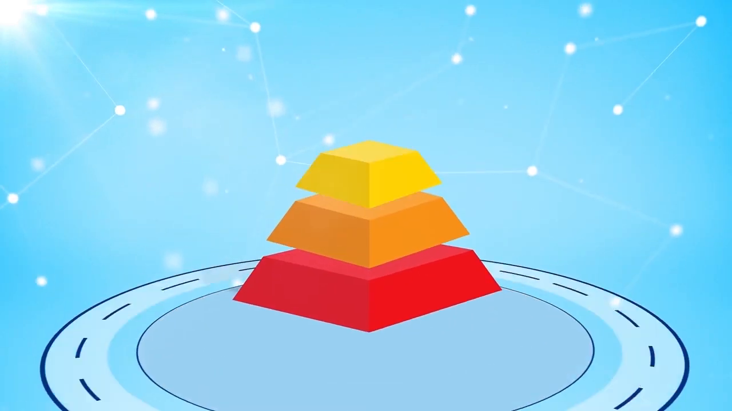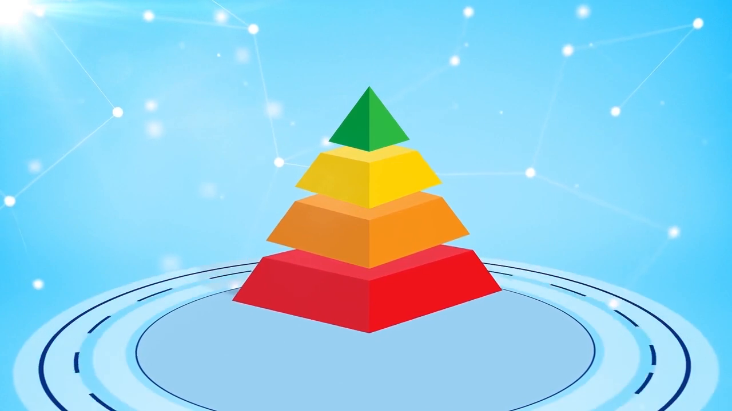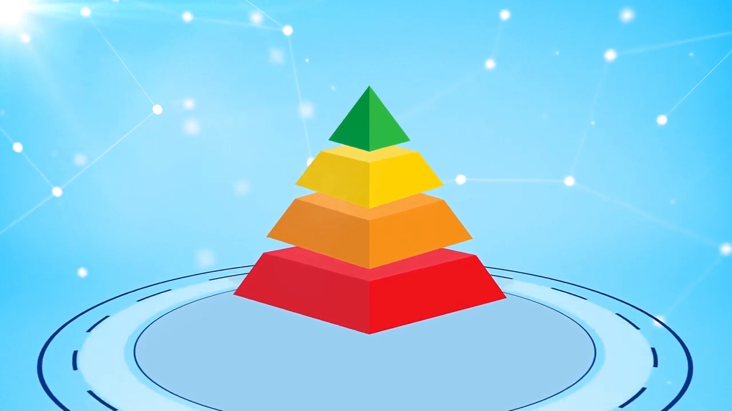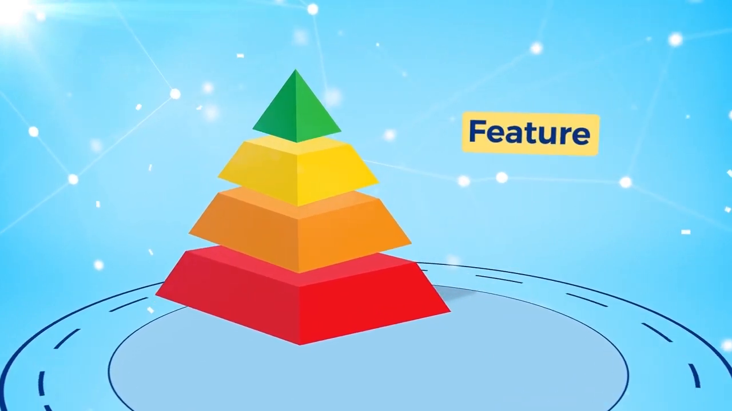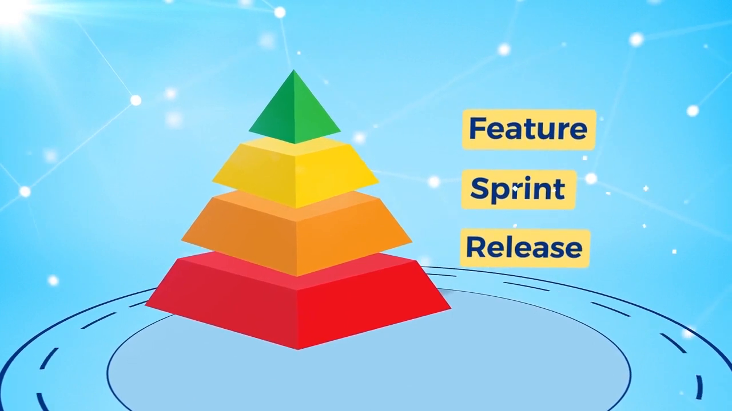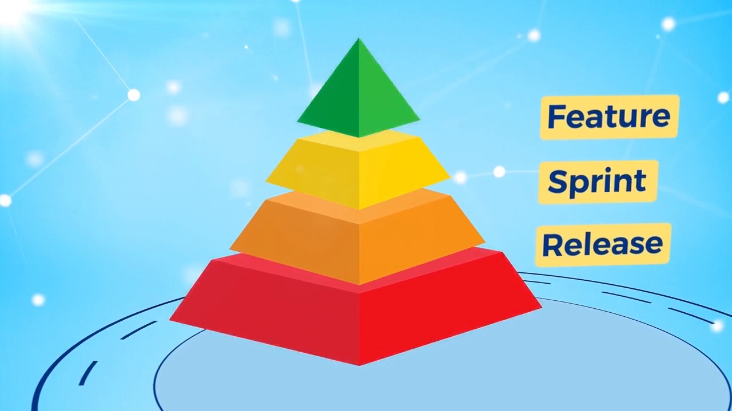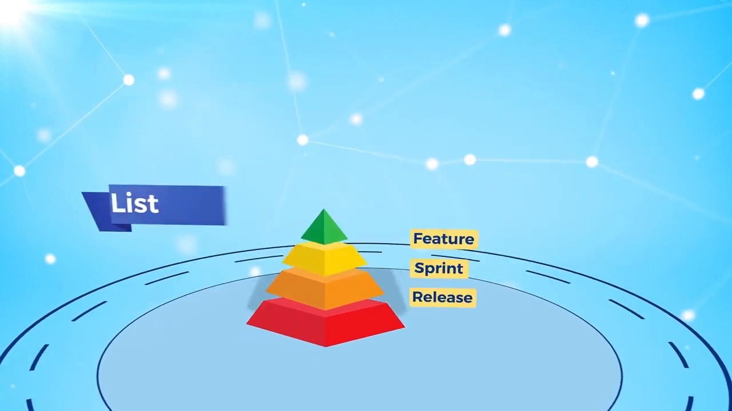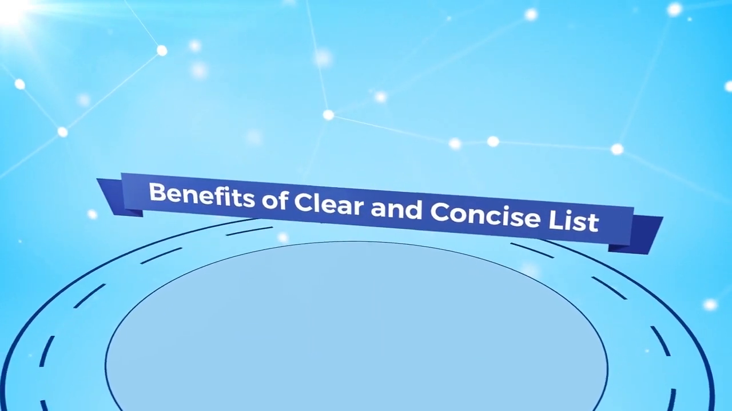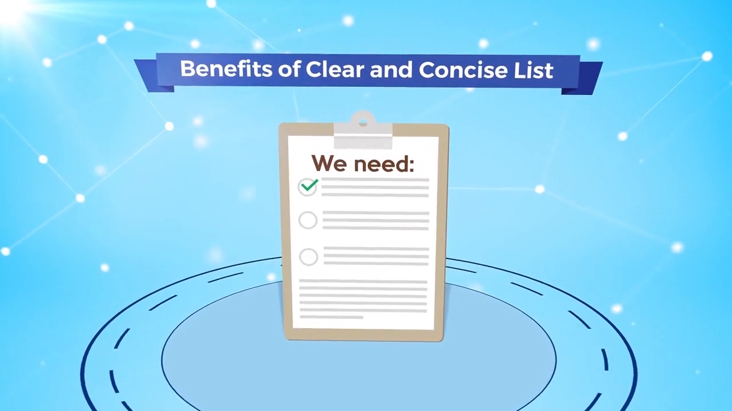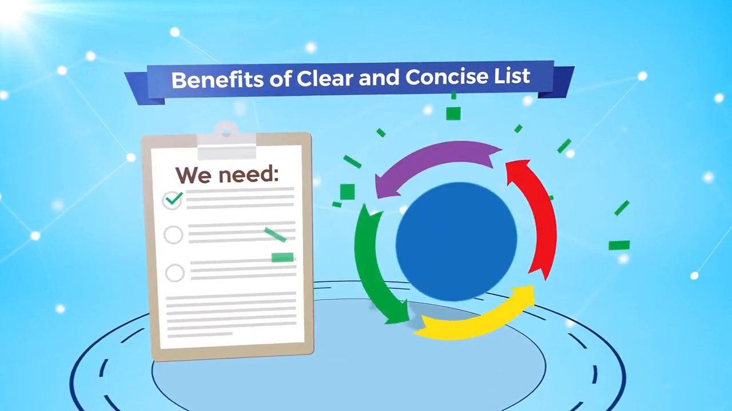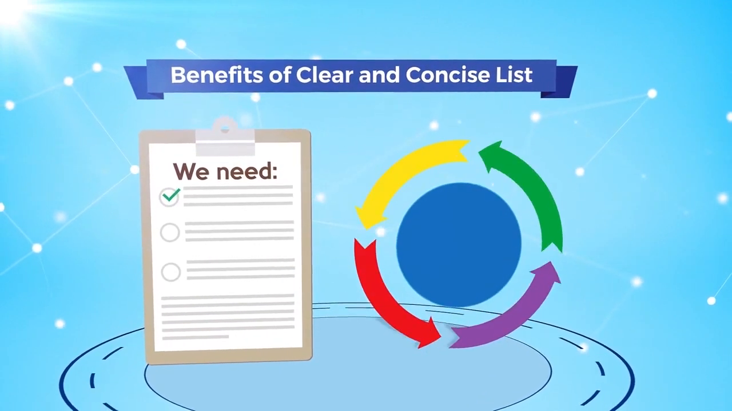A definition of done can be created at various levels in projects. There may be different definitions of done for a feature, a sprint, and a release. The criteria for something to be done will differ at each of these levels. The benefits of having a clear and concise list of criteria to consider something done is that it guides the planning activities of an Agile team.